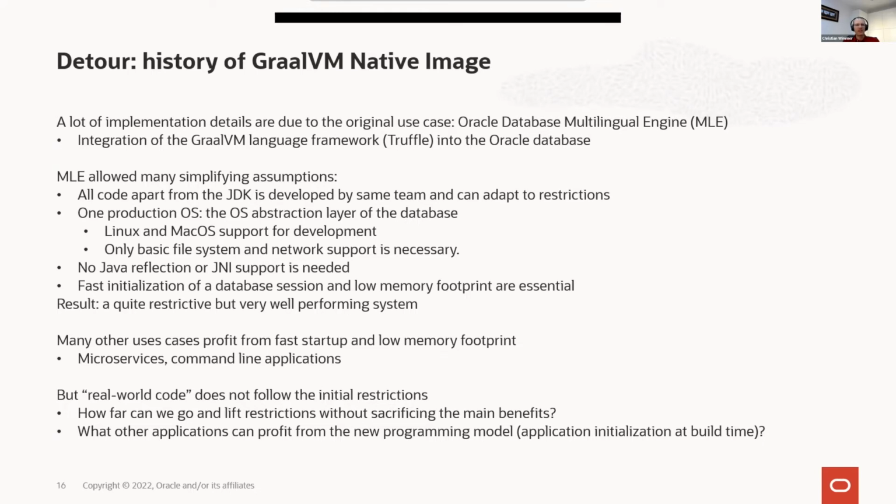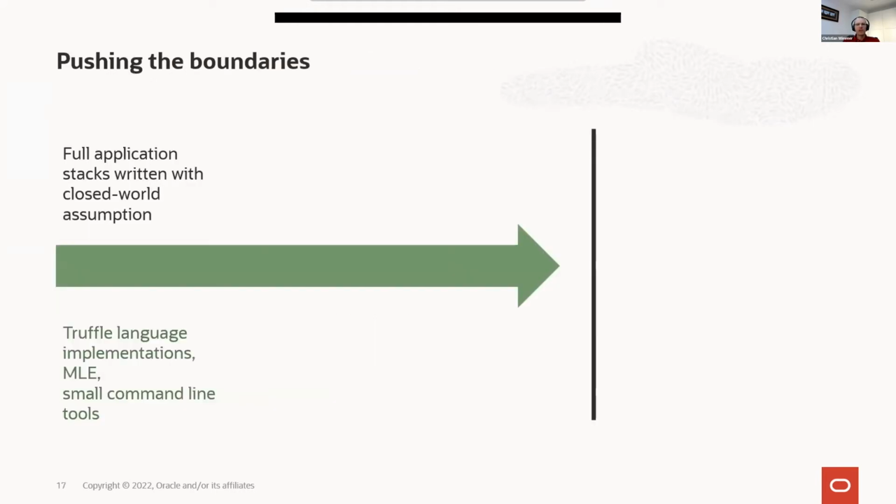But once we had this very targeted, very narrow implementation, it was clear we can now expand it, because the fast startup and low memory footprint is useful for microservices and command line applications too. And so we expanded, but of course, real world code never followed all of our restrictions. So in the last so many years, we were on the quest of how much else we can support without breaking these initial benefits of fast startup and low memory footprint. So we went from full applications written with this closed world assumption and expanded.